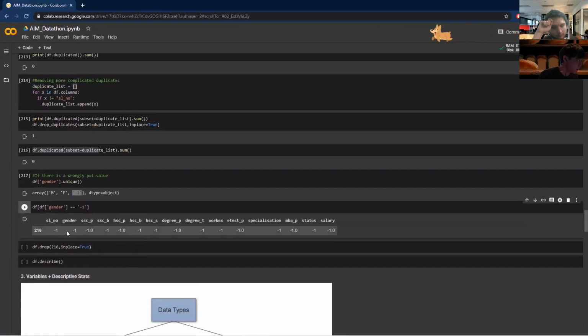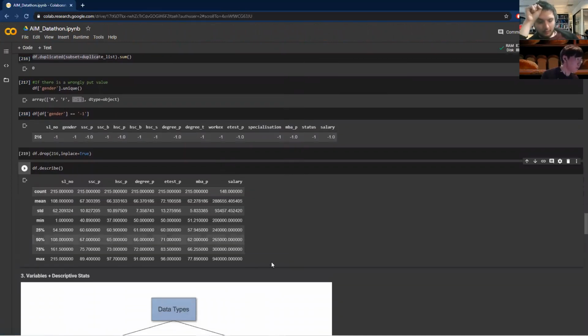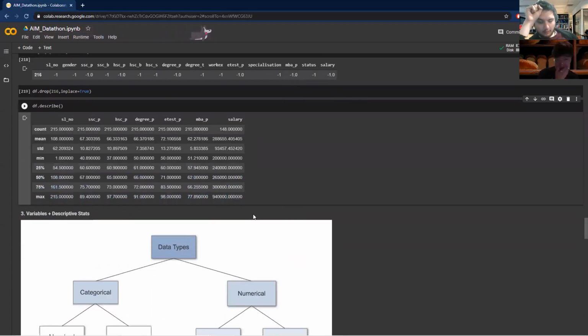But we just want to make sure that that -1 is caused by one row and not multiple rows. So we just look at that one row, and then we can see that this one row has all -1s. So there's clearly something wrong with this row and we don't want it. And so we drop it. And then now if we do the analysis, we can see the minimum value makes a lot more sense now. And so that's just a quick summary of how to begin data cleaning.